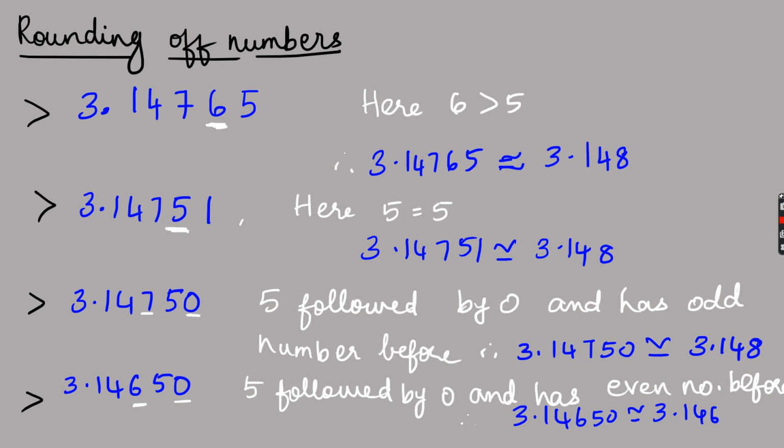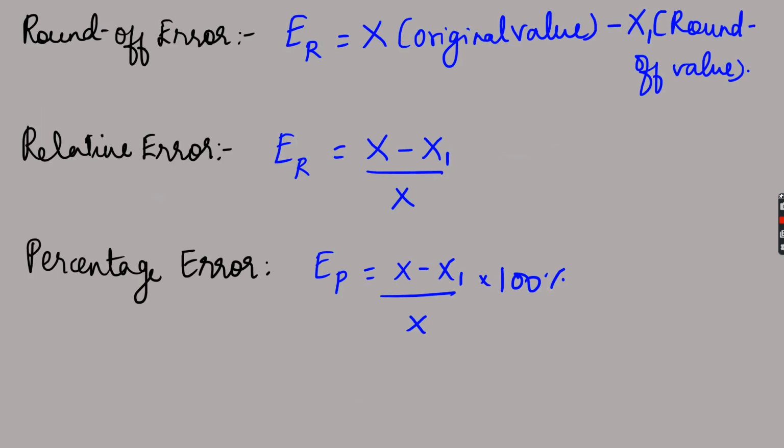If 5 is followed by 0 and the number before 5 is an even number, then you cannot round off that particular number, you have to write it as it is. So here is the example for that. I hope you get how to round off numbers. And these are a few formulas which are required in any question. If you have a percentage error or relative error, these are the formulae you have to find. Here x is the original value which is given already, and x1 is the rounded off value.